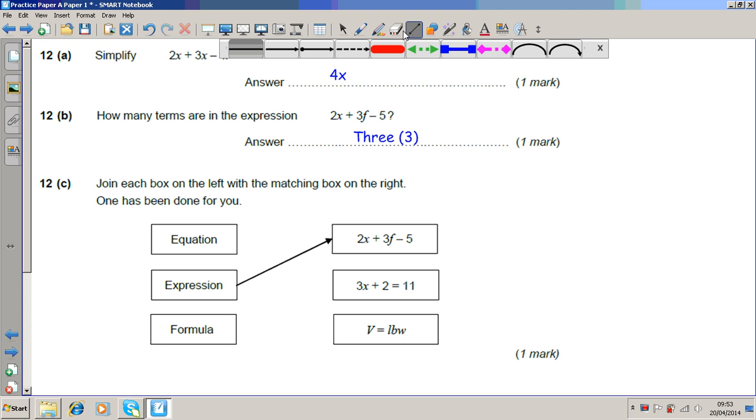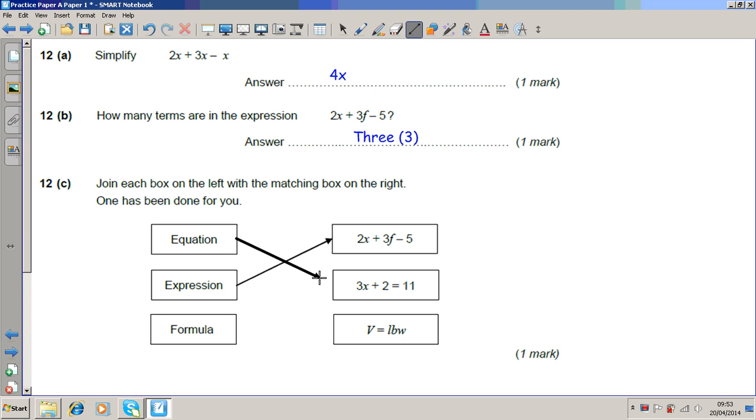Okay, join each box on the left with the one on the right. One has been done for you. Expression, I've sort of told you this expression already. An equation is when you've got two things that are equal to each other, and there are some known numbers in amongst that. A formula is a rule, so that's the volume of a shape, of a cuboid, sorry.